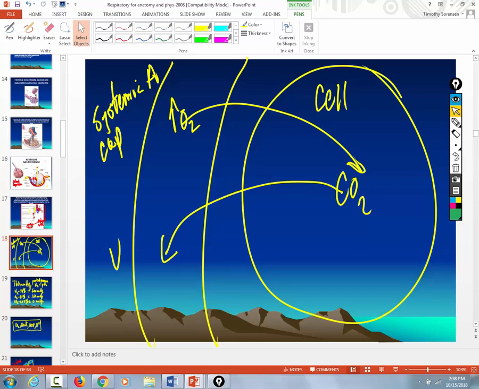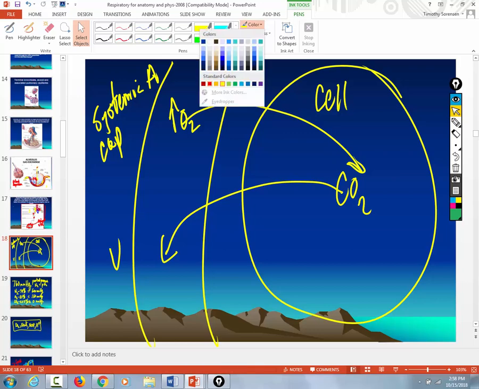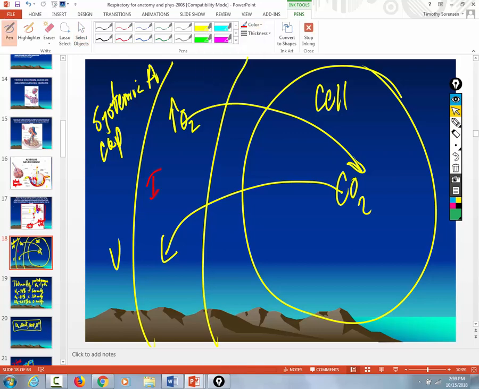Now, when you exchange oxygen and carbon dioxide at the systemic capillary in the cell, that is referred to as internal respiration. So respiration really refers to the exchange of gas, but there's actually two components. You have an internal and external respiration. And you should know where both of those occur. All right?